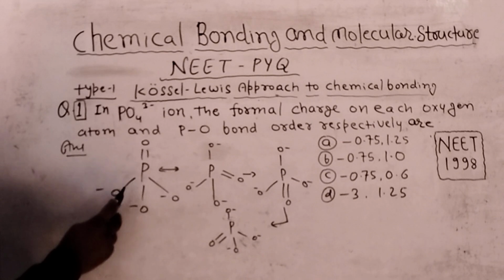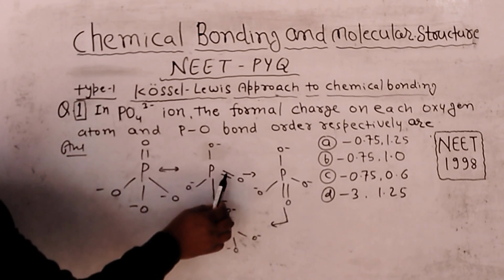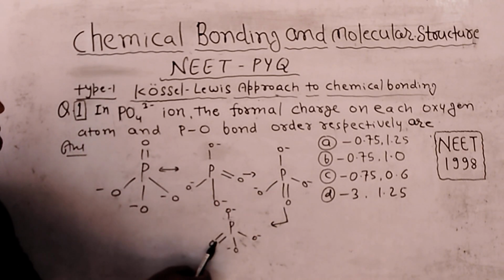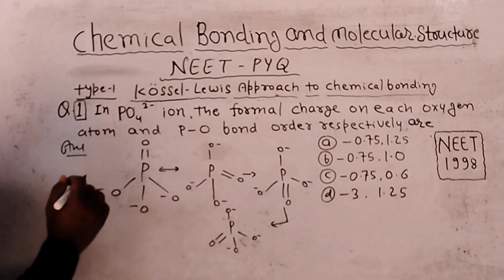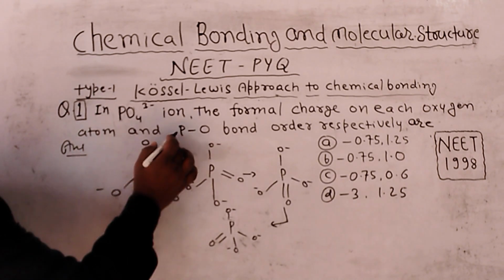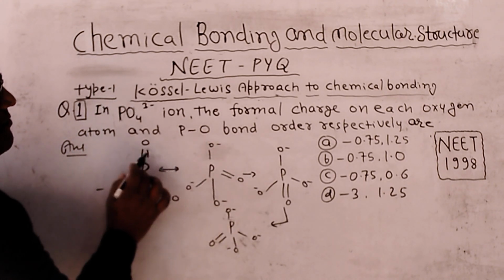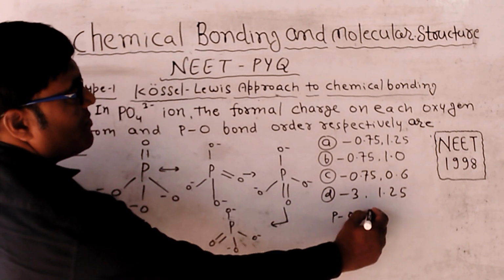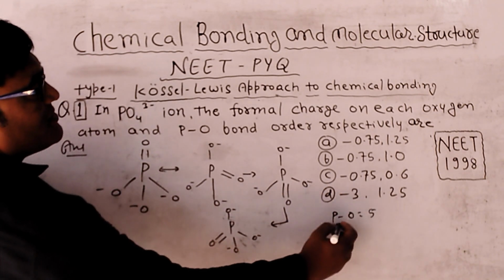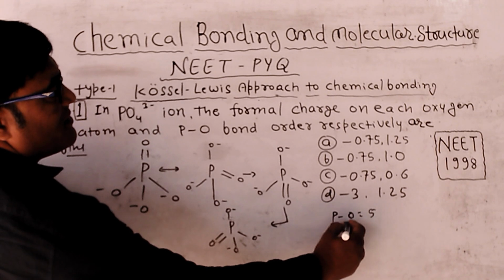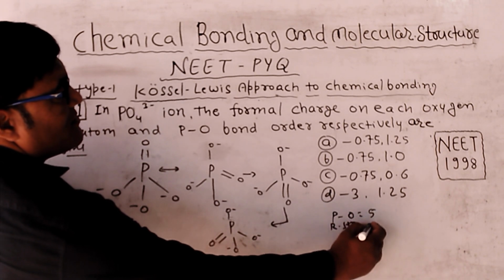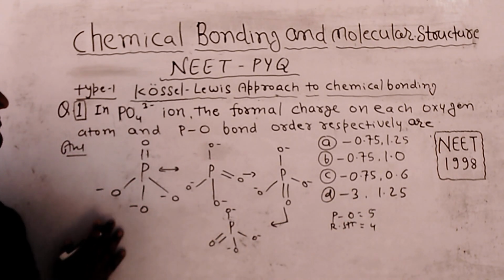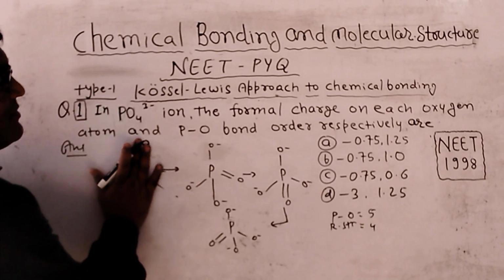pi bond electrons. Suppose the double bond is here, here, here, and here. So the total number of resonance structures is 4, and the total number of PO bonds is 1, 2, 3, 4, 5. So the PO bonds are 5, and the resonance structures are 4.